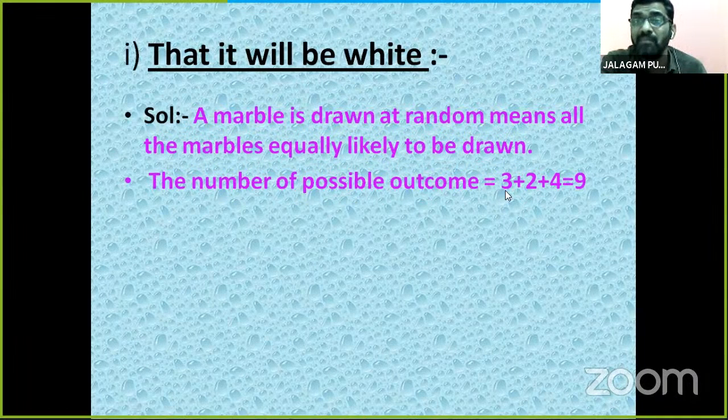What is the number of all marbles? 3 plus 2 plus 4. Total how many? 3 plus 2 is 5, 5 plus 4 is 9. 9 is the total outcome.